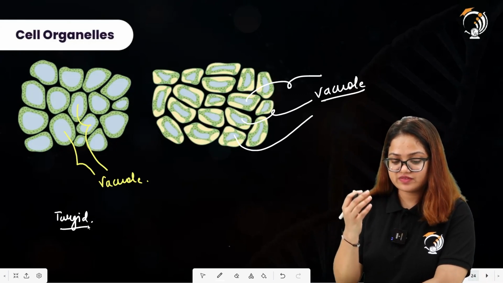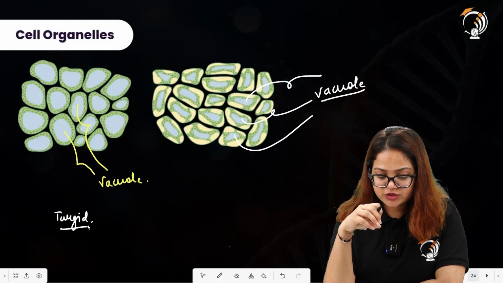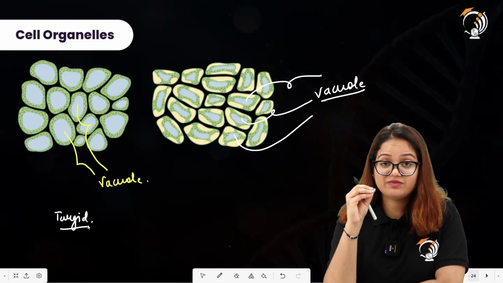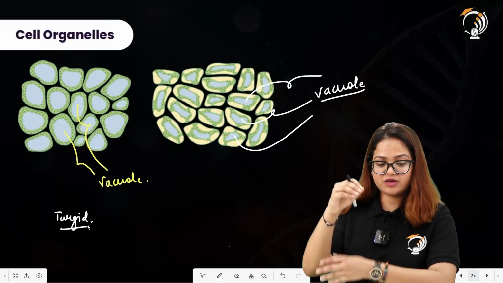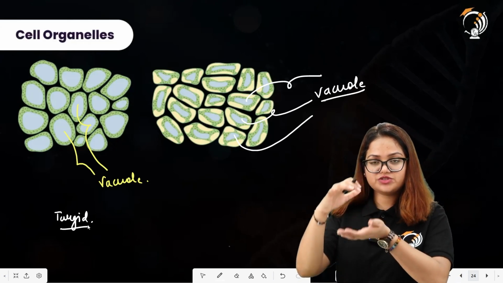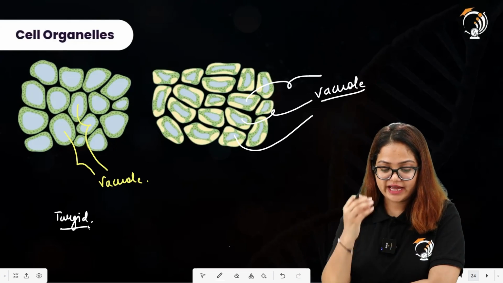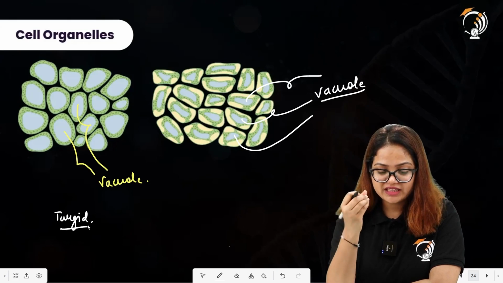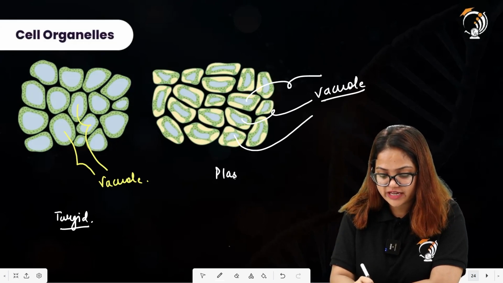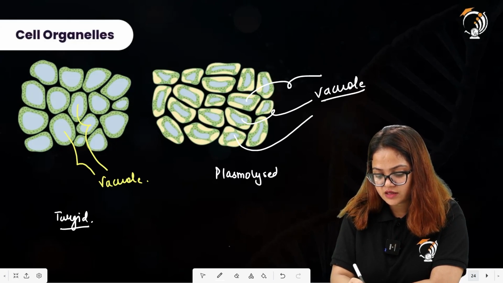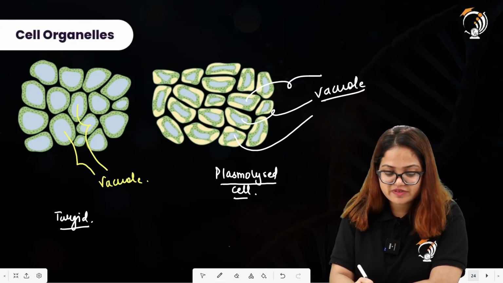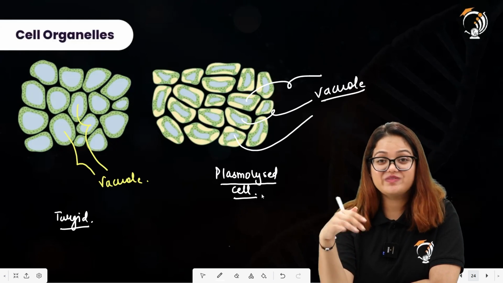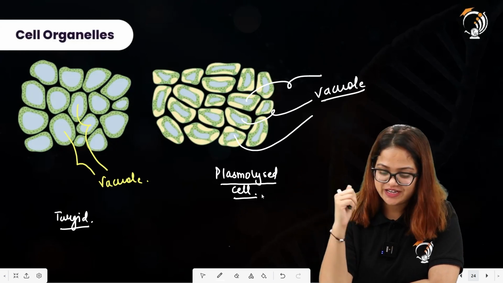On the right hand side, these cells have reduced vacuoles, and the cell contents are shrinking away from the cell wall. The cytoplasm has become reduced in size and concentrated toward the inner side of the cell, moved away from the cell wall. So this is a representation of a plasmolysed cell. We will study plasmolysis, cells being turgid, and cells being flaccid in another session of this one shot.